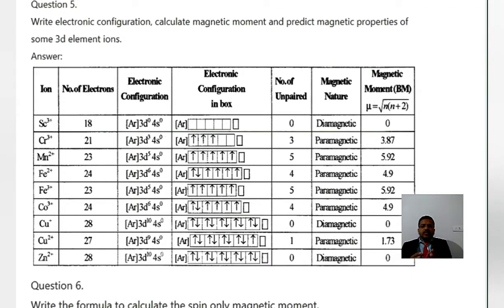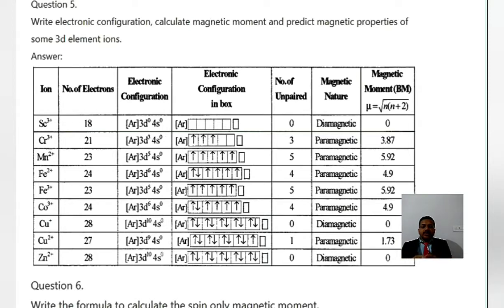Next, question number 5. Write the electronic configuration and calculate the magnetic moment and magnetic properties of some of the 3D element ions. So in this question, we are asked to find the magnetic properties and magnetic moment of ions. So we'll be considering scandium 3 plus, chromium 3 plus, manganese 2 plus, etc.